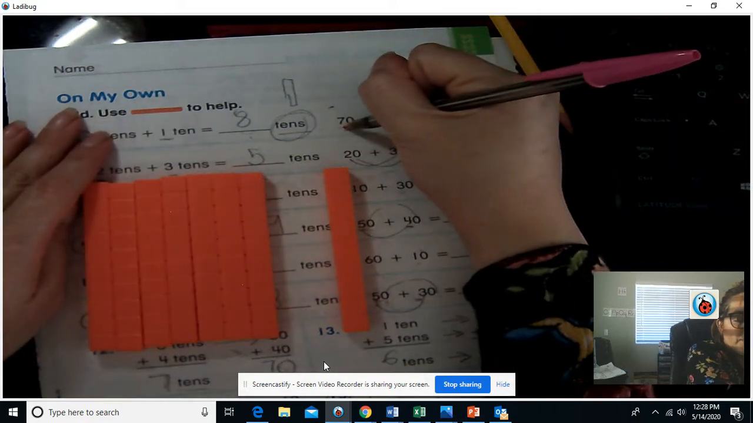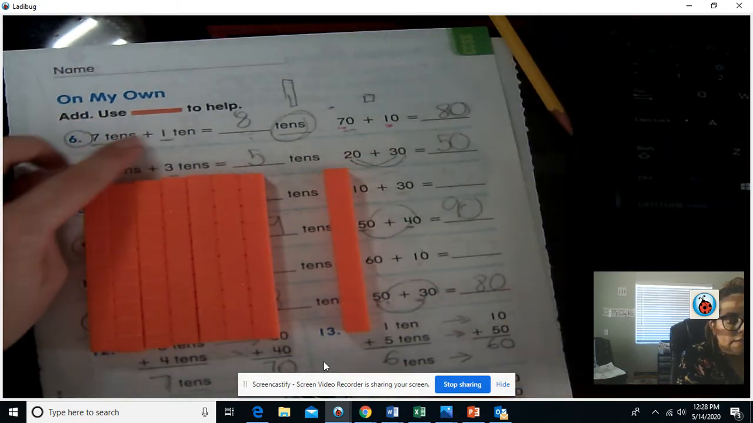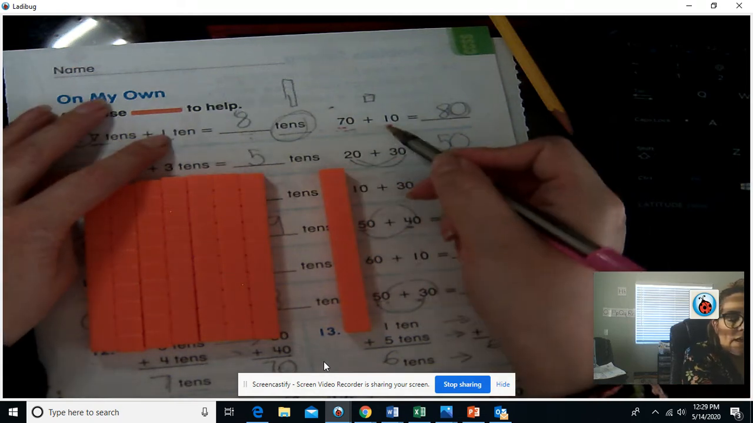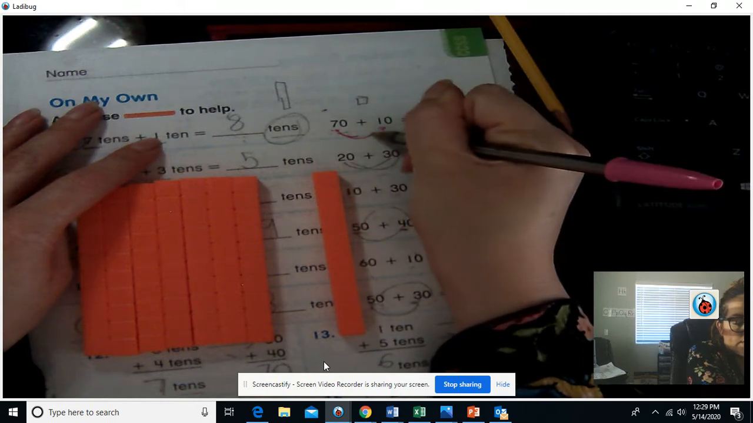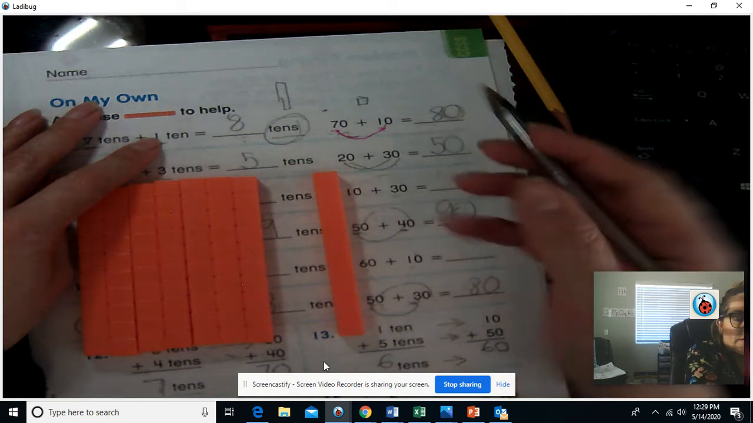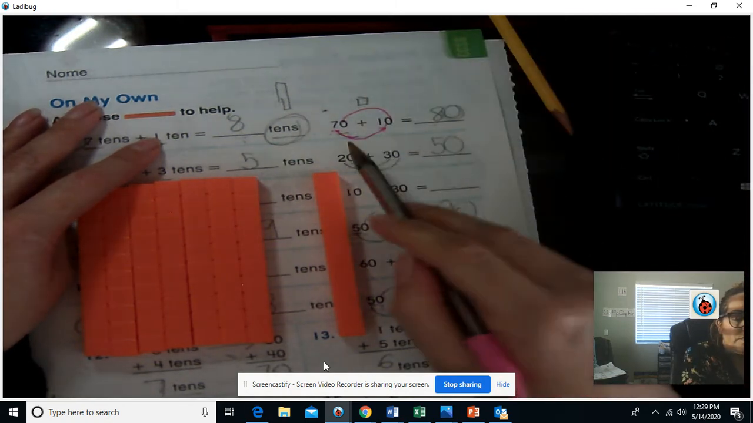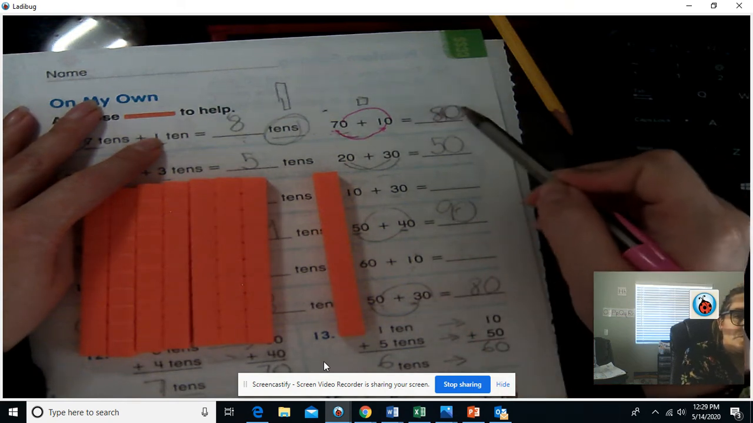And I can find that by adding. The 7 is in my tens place value. Just like over here, 7 tens, 1 ten. I can go ahead and add my tens. 7 plus 1 equals 8. And then I would add my ones. 0 plus 0 equals 0. So I know that I have 80.